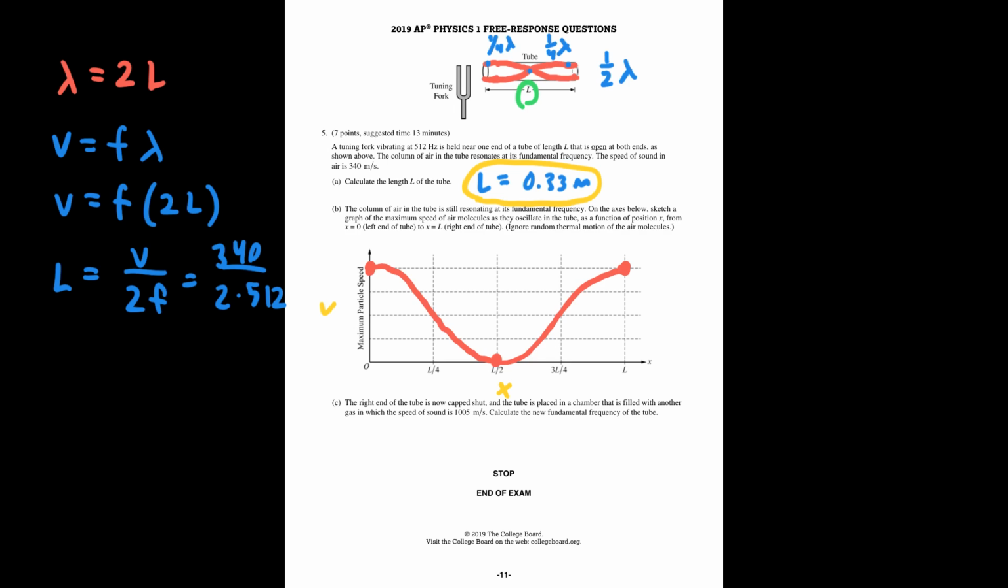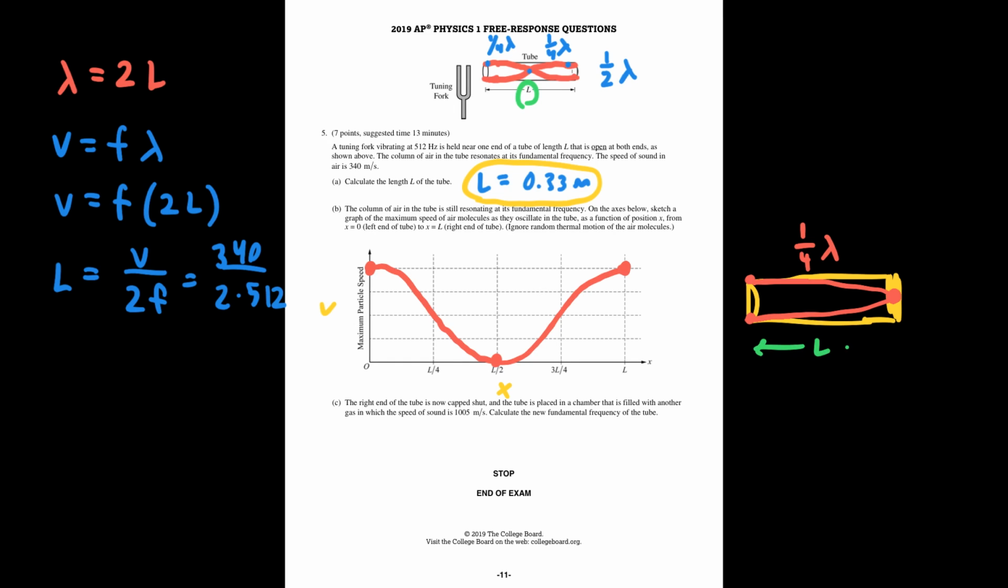The next part of this problem says the right end of the tube is now capped shut, and the tube is placed in a chamber that is filled with another gas in which the speed of sound is 1005 meters per second. We're to calculate the new fundamental frequency of the tube. So if the right end of the tube is now capped shut, the pipe will look something like this. It'll be open on the left, but it'll be closed off on the right-hand side. And so now there will be a node at that closed end, but there will still be an antinode at the other end. And so there's a fundamental difference between open-closed and open-open pipes. And that is here, the biggest wave I can fit in only has 1/4 of the wavelength.